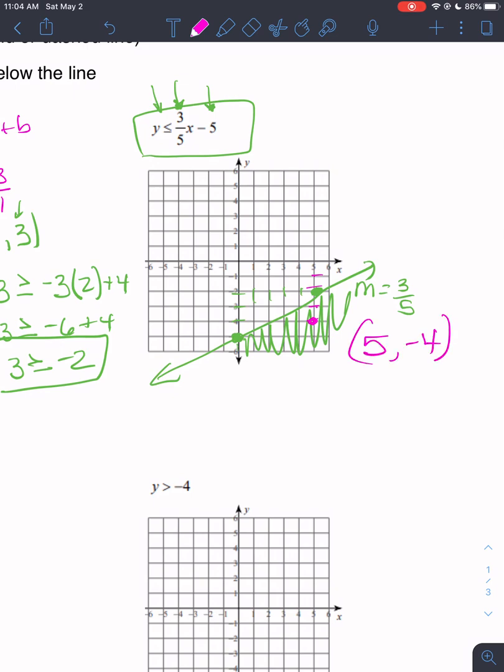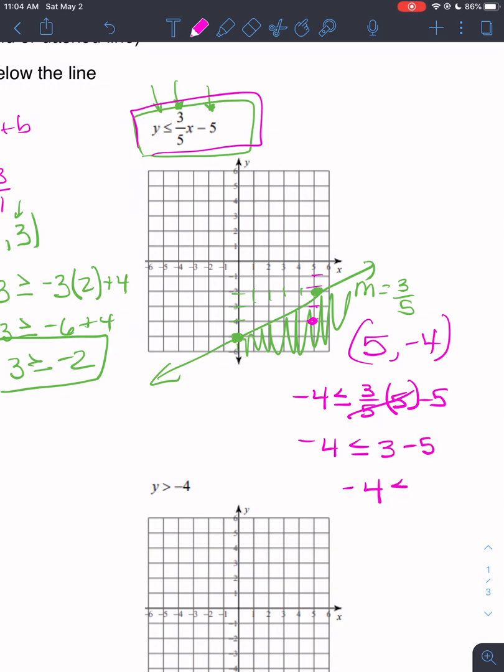We're going to substitute it in, make sure it gives us a true statement. So in place of y, I'm going to put negative 4 is less than or equal to 3/5 times our x, which is 5, minus 5. Negative 4 is less than or equal to, these 5s are going to cancel out, that's going to give us 3 minus 5. Negative 4 is less than or equal to negative 2. That's a true statement. Therefore, we shaded in the correct direction.